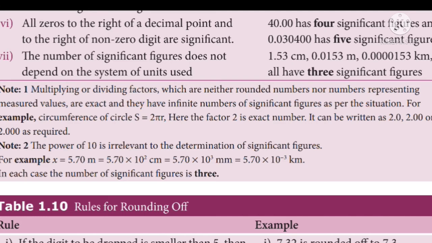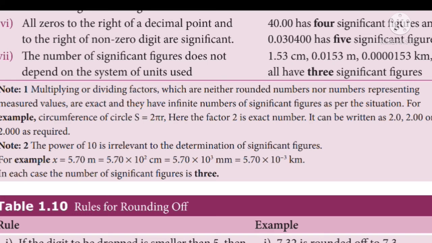Next point, the number of significant figures does not depend upon the system of units used. For example, 1.53 centimeter, 0.0153 meter, 0.0000153 kilometer. All these numbers have the same significant figures, that is 3. So from this what we understand, the number of significant figures does not depend upon the system of units.